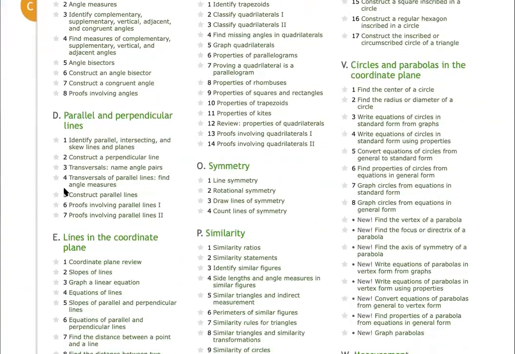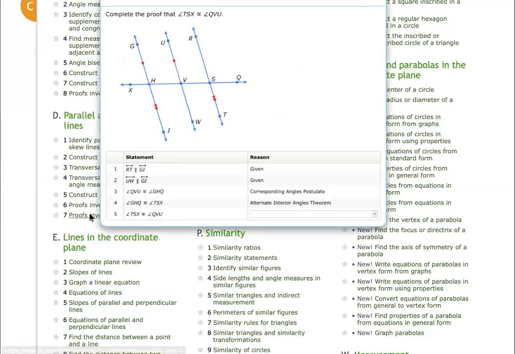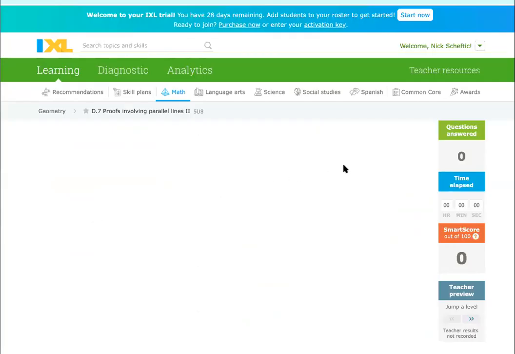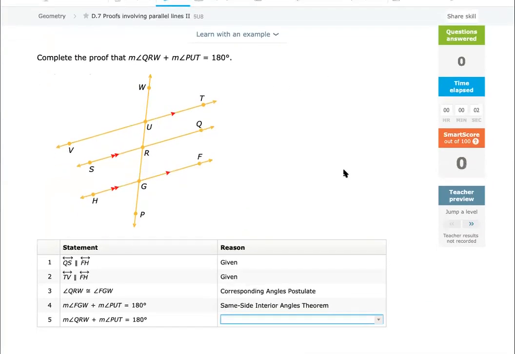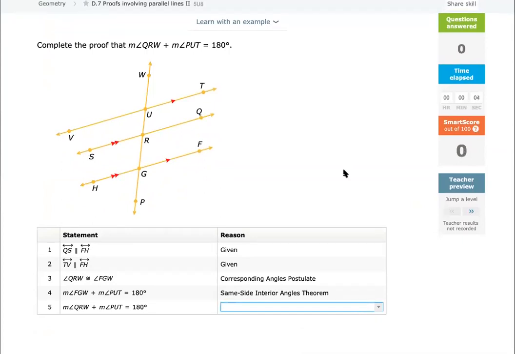All right, next section is D7, proofs involving parallel lines. Second part. I complete the proof that measure QRW plus measure PUT is equal to 180 degrees.